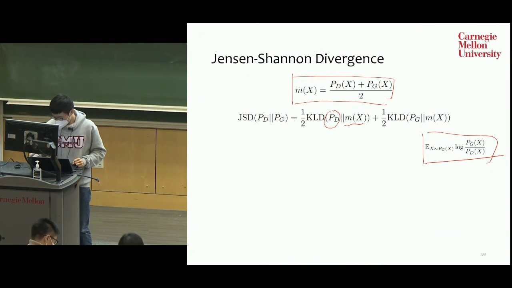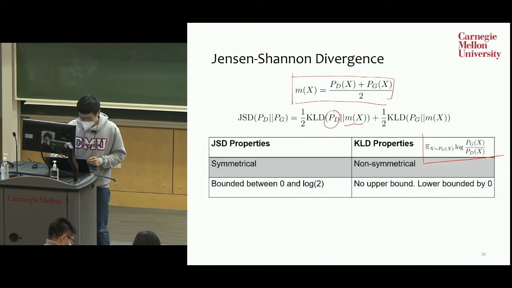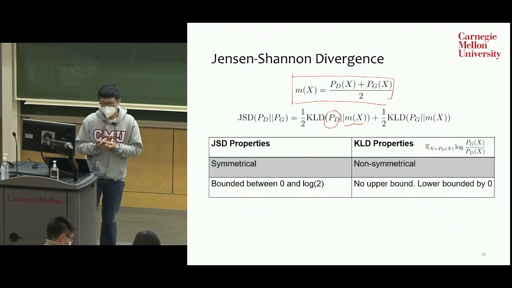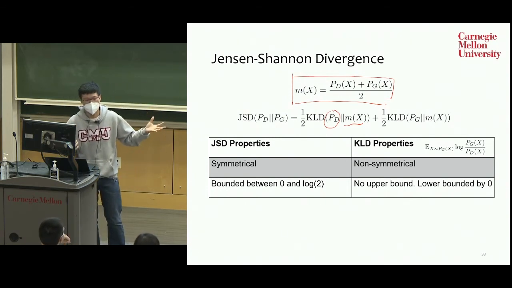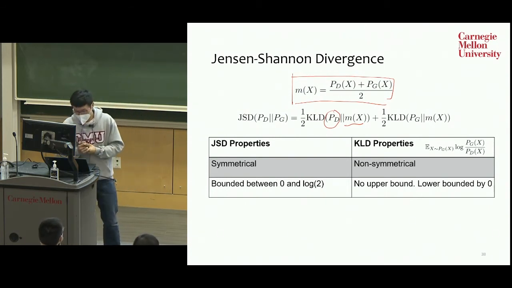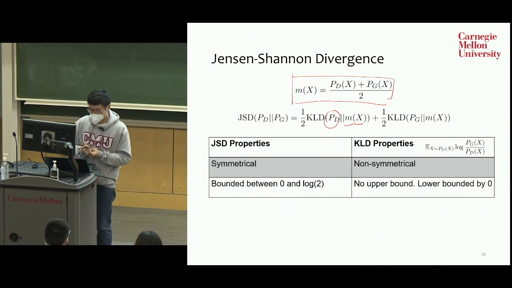So what's so good about JSD as compared to KLD? As it turns out, JSD is symmetrical. I think it's very easy to see from the formula that if you switch the order between PD and PG, the result will not change at all. However, KLD in the vanilla version is non-symmetrical in the function.